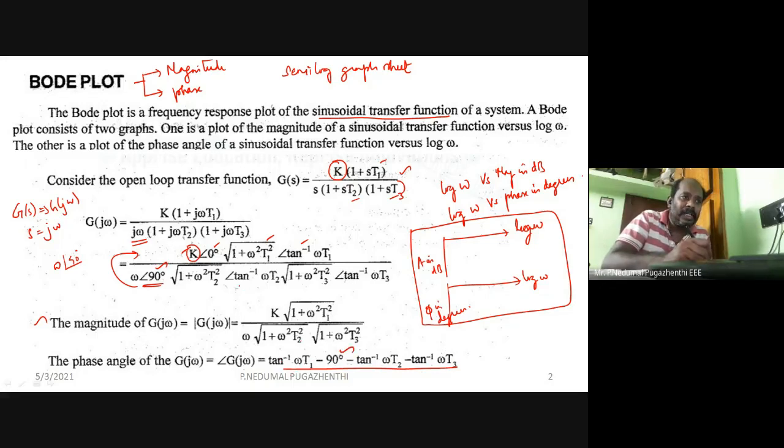And you have a tan inverse of omega t2. If you take it to the numerator and form it as a complete equation like this, which is in the bottom part of this slide, you can see that this tan inverse, if it goes upwards, becomes part of the numerator. It becomes minus tan inverse of omega t2. And again, tan inverse of omega t3 also becomes minus tan inverse of omega t3, and tan inverse of omega t1 remains as it is.